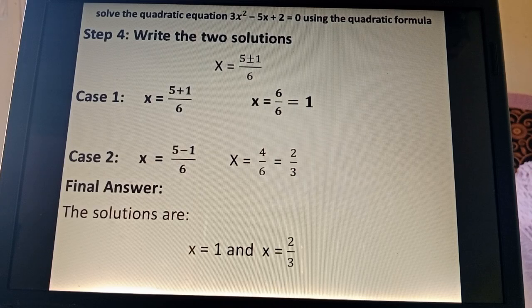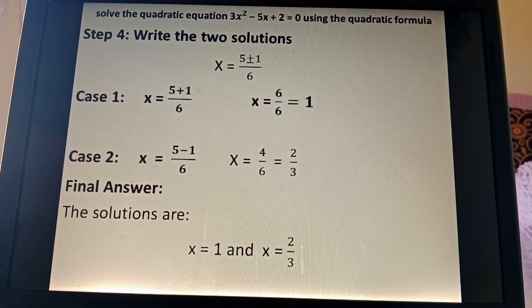Step 4, write the two equations. x equals 5 plus or minus 1 over 6. Case 1, where you take the positive side, is x equals 5 plus 1 over 6, which will simplify to x is equal to 6 over 6, which is equal to 1.